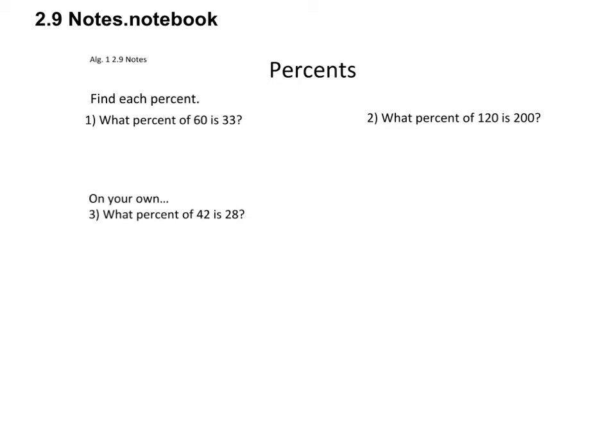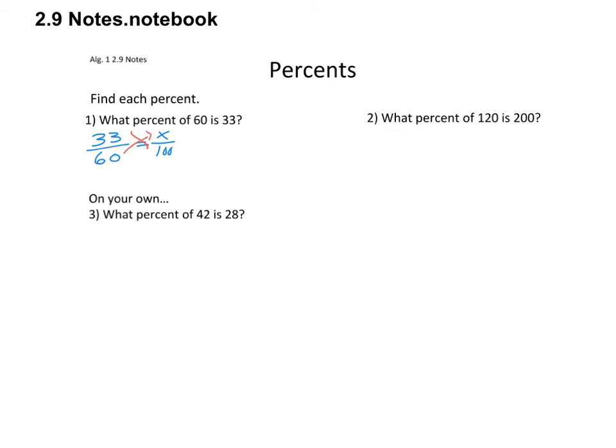So here we go. We're going to work on what percent of 60 is 33. So here's how we set this up. We're going to use the cross product property to set up a lot of these. So I'm going to do 33 over 60 is equal to x over 100. And I think after you guys get a lot of these set up, you're going to start figuring out pretty quick how to use the cross product property here.